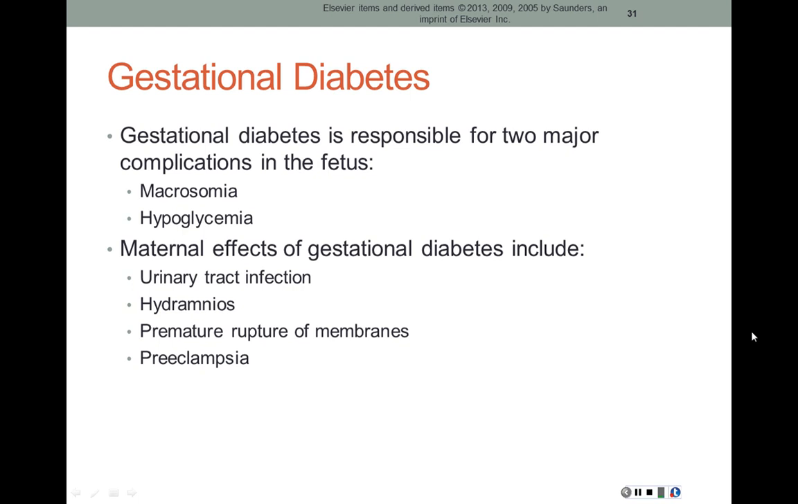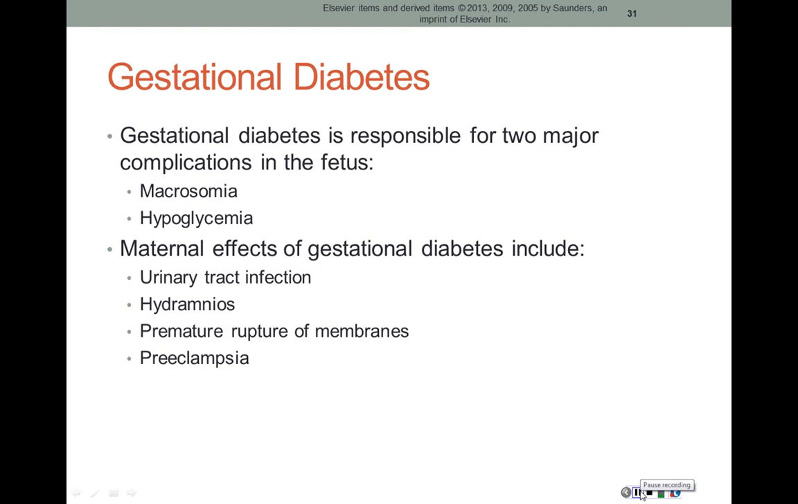So we talked about risk factors, and usually, women who are greater than the age of 25, if they have a personal or family history, if somebody else, your mom or your sister, had gestational diabetes, you're overweight, and for non-Caucasian ethnic groups such as Hispanic, American Indian, Asian, African American.